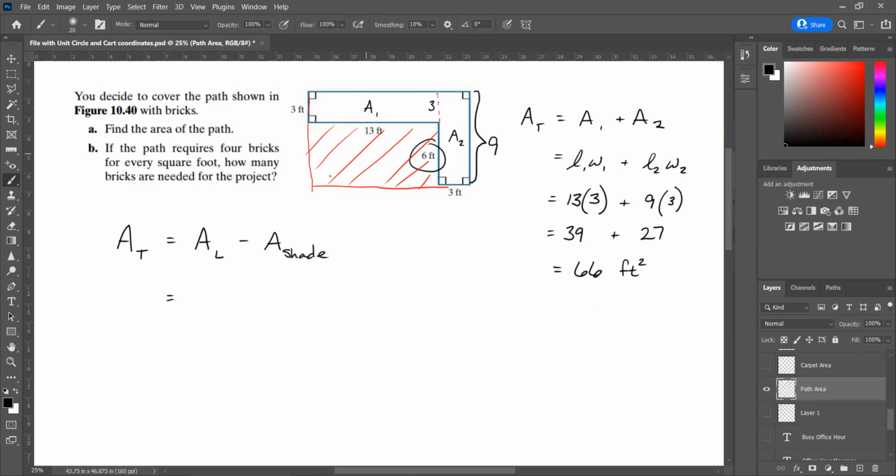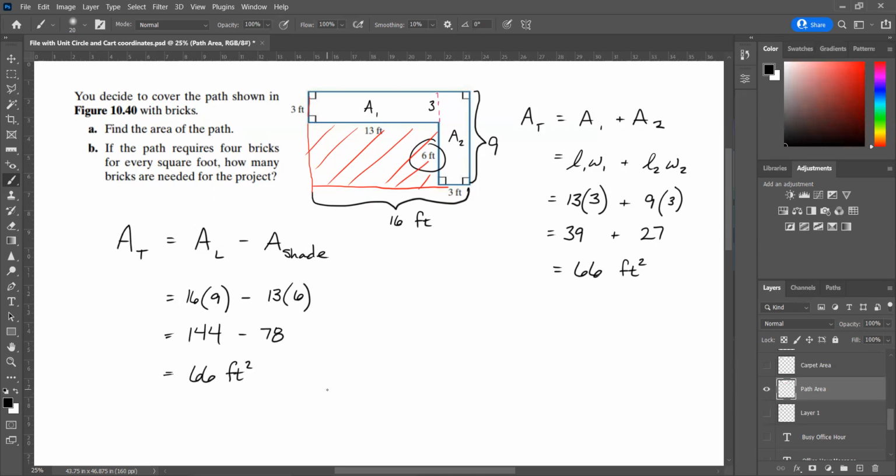So the large rectangle now has a full length of 13 plus 3, which is 16 feet. And we've already calculated the full width, so that would be 16 times 9 minus the shaded region, which is 13 times 6. Well, 16 times 9 is 144. 13 times 6 is 78. And 144 minus 78 is actually 66. Just like the other one.